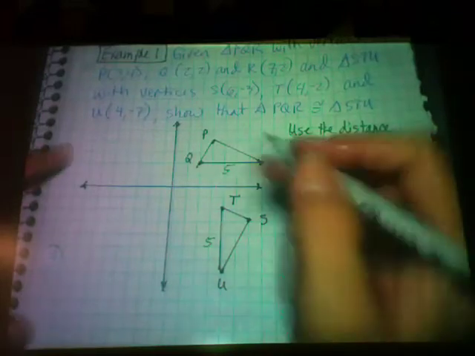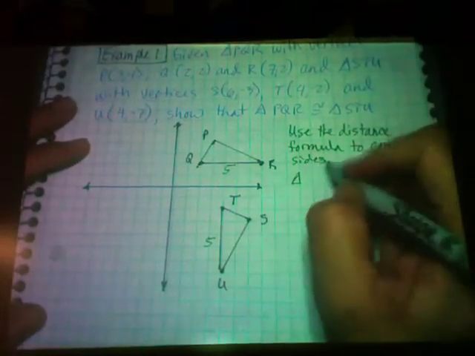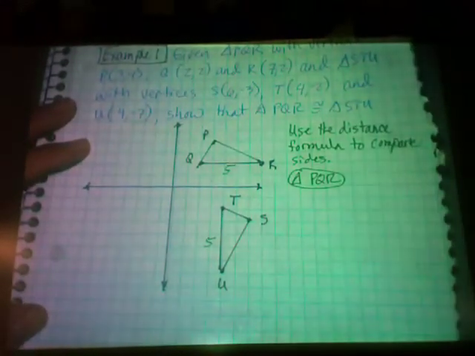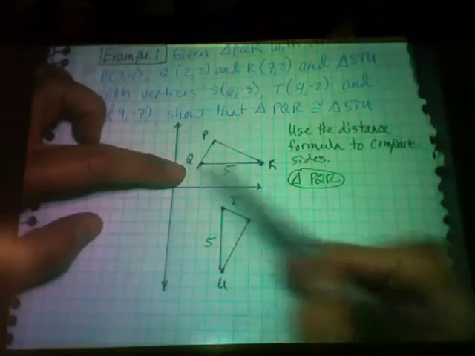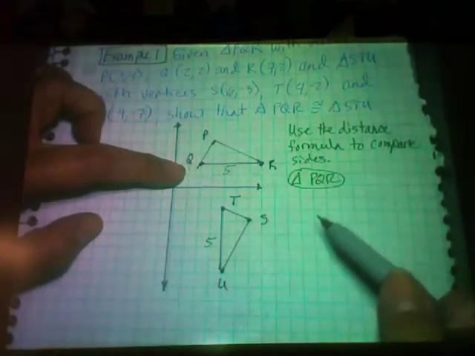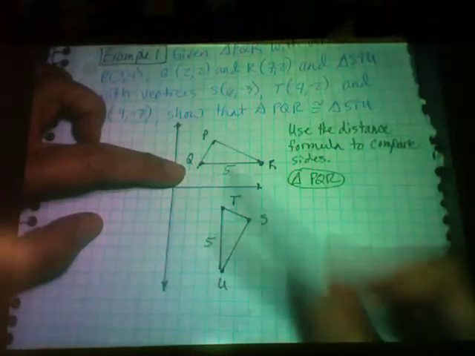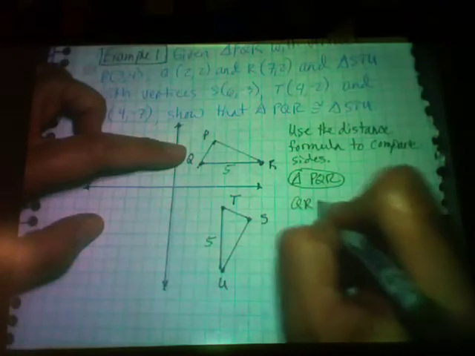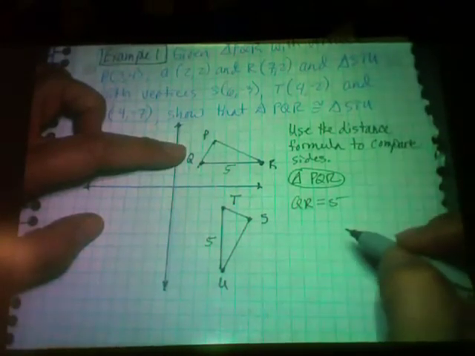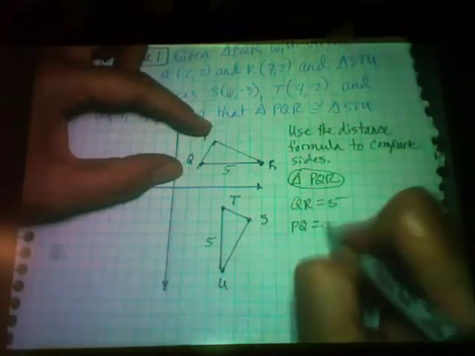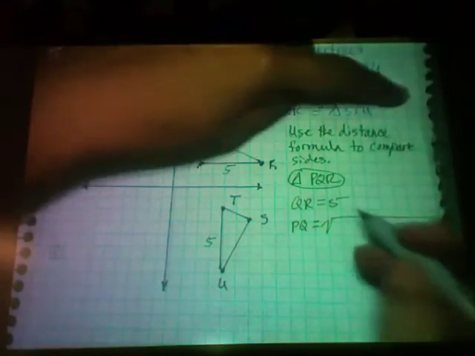So I'm going to start with triangle PQR first. Why did you write 5? Didn't we count here to find the length? You don't have to use the distance formula for those. So I only have to do it twice. So I know that those sides are equal, right? And so I can automatically just say that QR is equal to 5 for this triangle. Then I'm going to find PQ. So I'm going to use the distance formula. I'm going to throw it into my template.